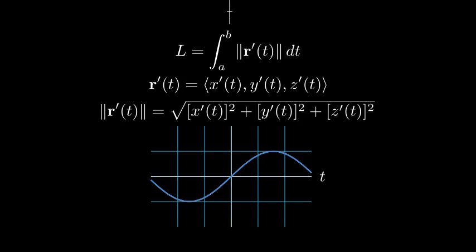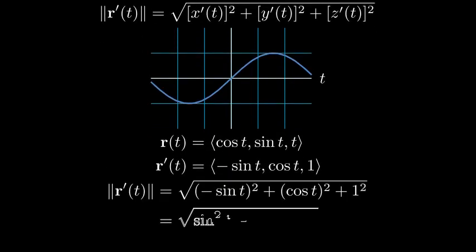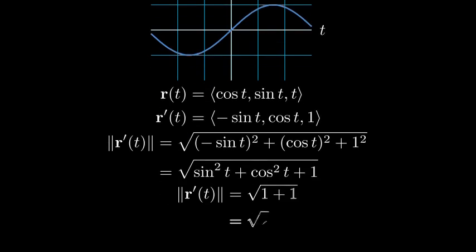Let's calculate the arc length of our helix example. For R(t) equals cosine t, sine t, t, we first need to find R prime of t. Taking the derivative of each component, we get R prime of t equals negative sine t, cosine t, 1. Next, we compute the magnitude of R prime of t, which is the square root of sine squared t plus cosine squared t plus 1 squared. Since sine squared plus cosine squared equals 1, this simplifies to the square root of 2.